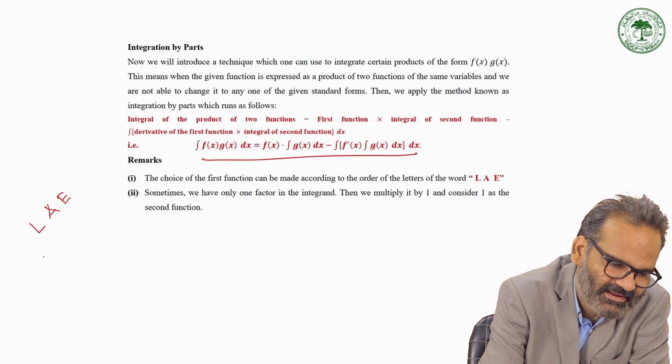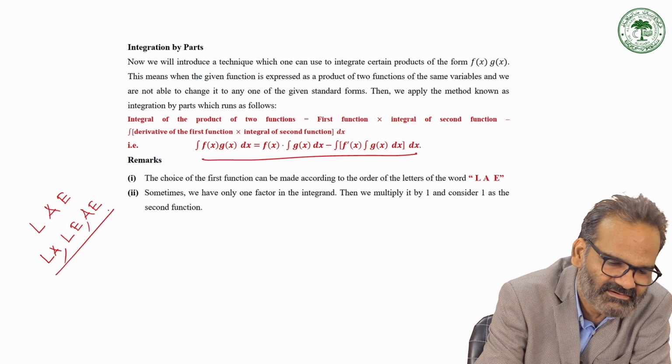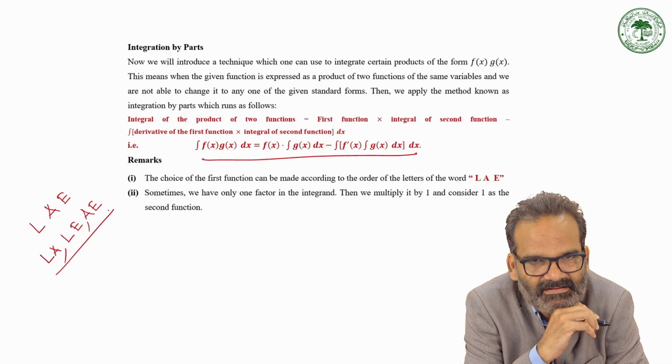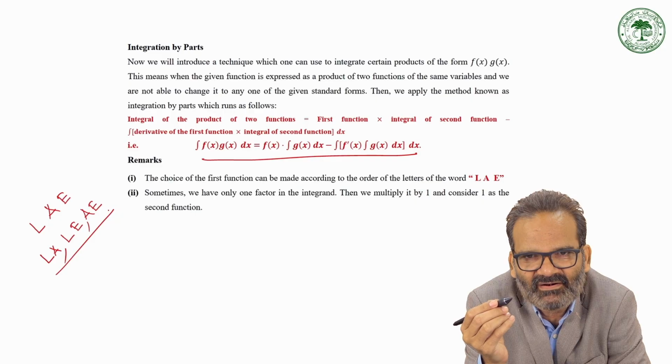See, case 1: logarithmic is multiplied with algebraic. Case 2: logarithmic is multiplied with exponential. And then case 3: algebraic is multiplied with exponential. These are three possibilities, and the remaining three possibilities, what happens there?